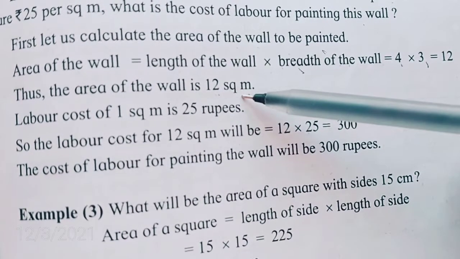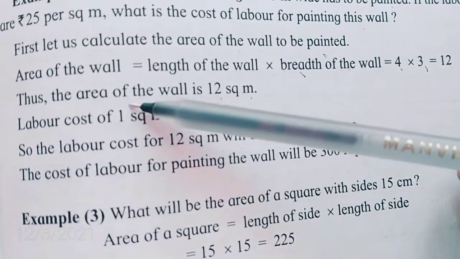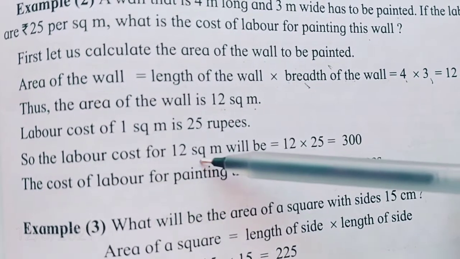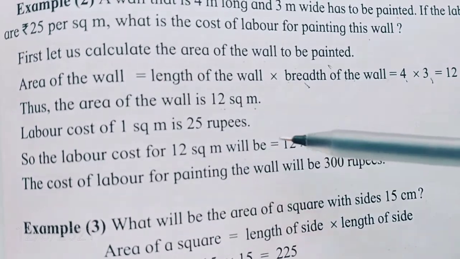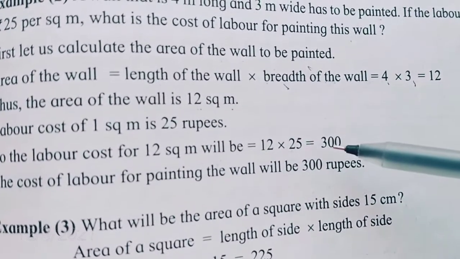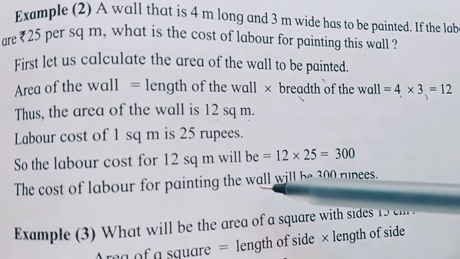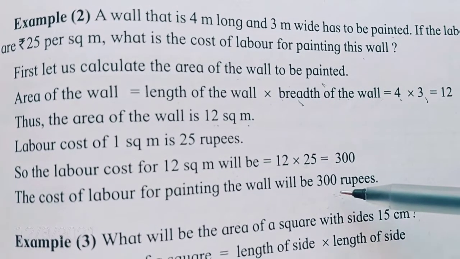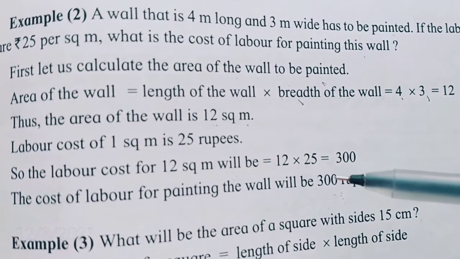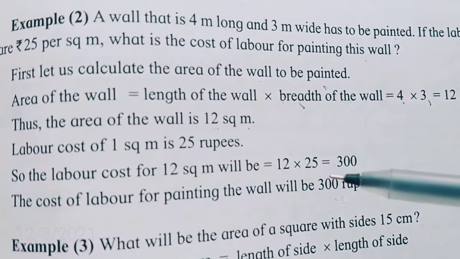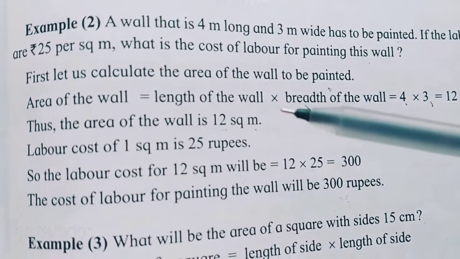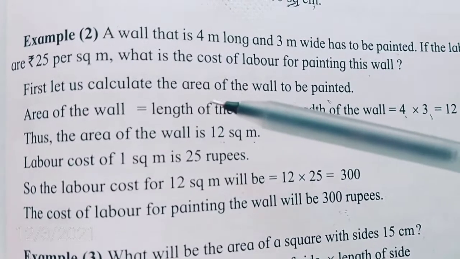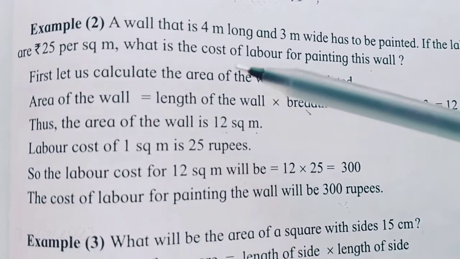12 square meter is the area of the wall and the labor cost of 1 square meter is 25 rupees. So the labor cost for 12 square meter will be 12 into 25, that is 300. So the cost of labor for painting the wall will be 300 rupees. So first of all, it is very necessary to find out the labor cost of 1 square meter. So in this way, you have to write this example into your classwork copy.